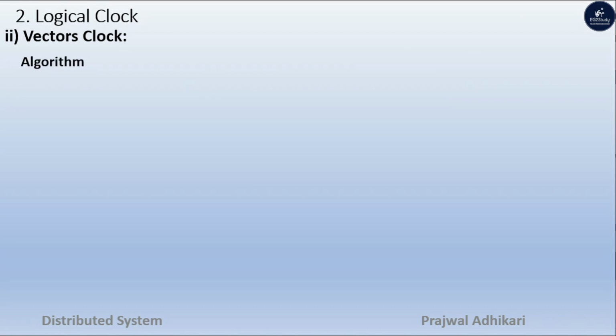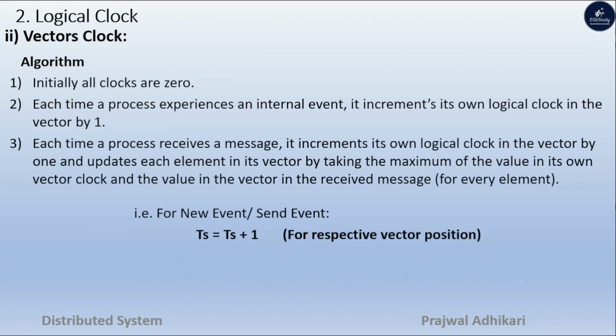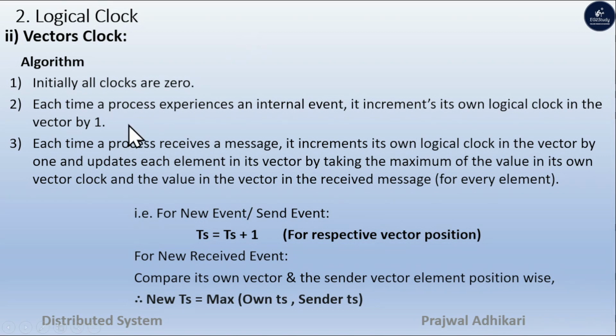Here is the algorithm of vector clock. Initially all clocks are 0. Each time a process experiences an internal event, it increments its own logical clock in the vector by 1. Each time a process receives a message, it increments its own logical clock in the vector by 1 and updates its elements in the vector by taking the maximum of the value in its own vector and the value in the vector in the received message for every element.